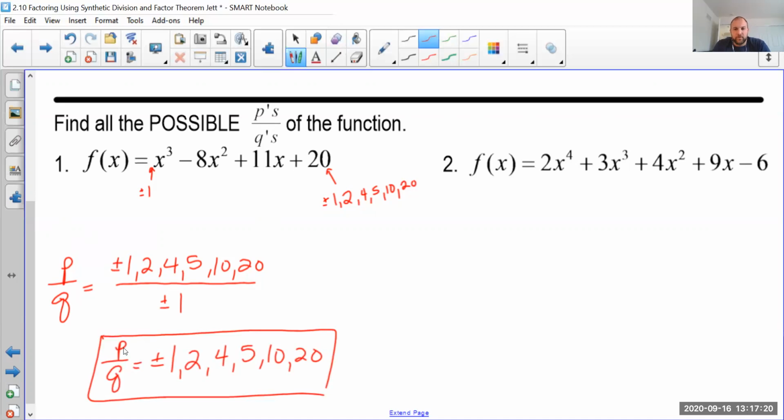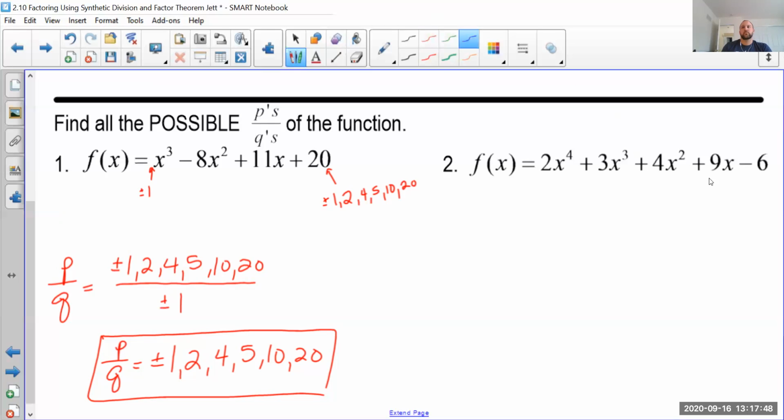Now, at this point, those P's over Q's probably mean nothing to you. But those are the numbers we're going to try in our synthetic division. So when I look at this, I don't have to try 3. I know 3 isn't a possibility here. Those are the only numbers that we'll have to try when we're using synthetic division to try figuring out what numbers to use.